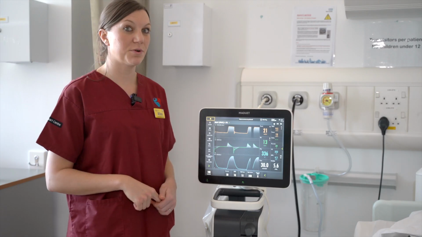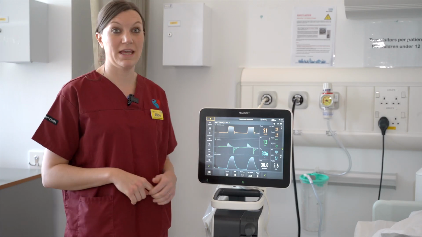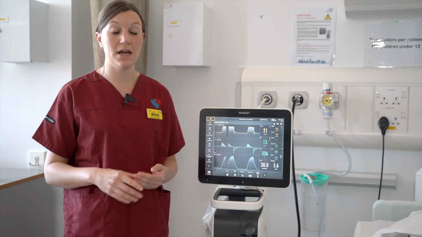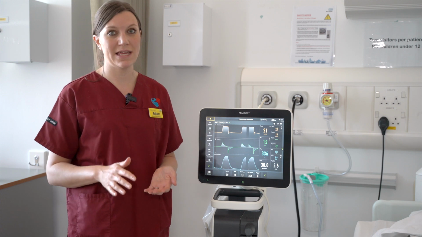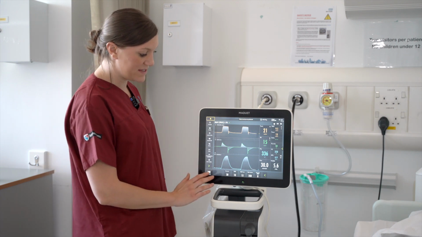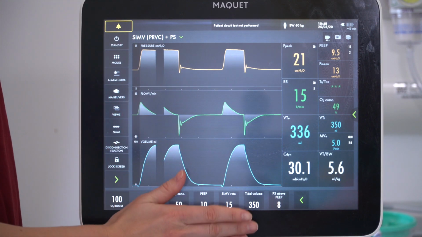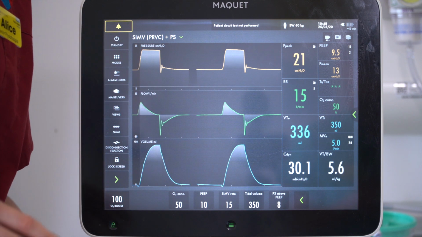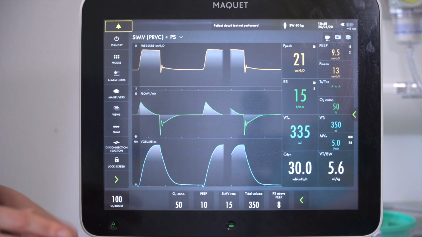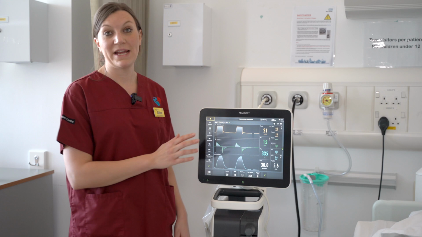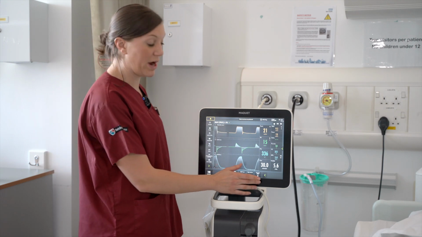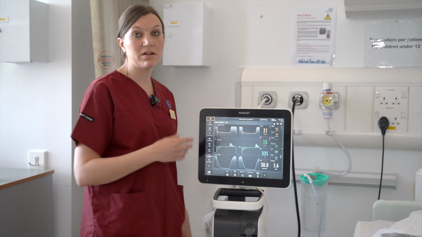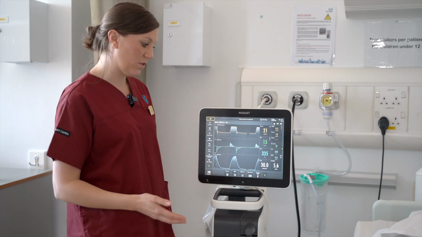So we're just going to talk briefly about SIMV PRVC. So this is one of your interactive modes. In this mode, just like in PRVC, you will have set your tidal volume to achieve that 6 mils per kilo of body weight. When the patient triggers the breath in this mode of ventilation, they receive pressure support, which ultimately creates your tidal volume.